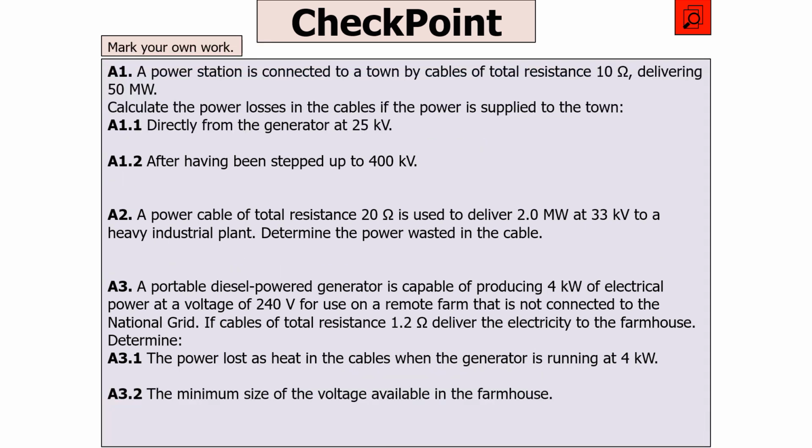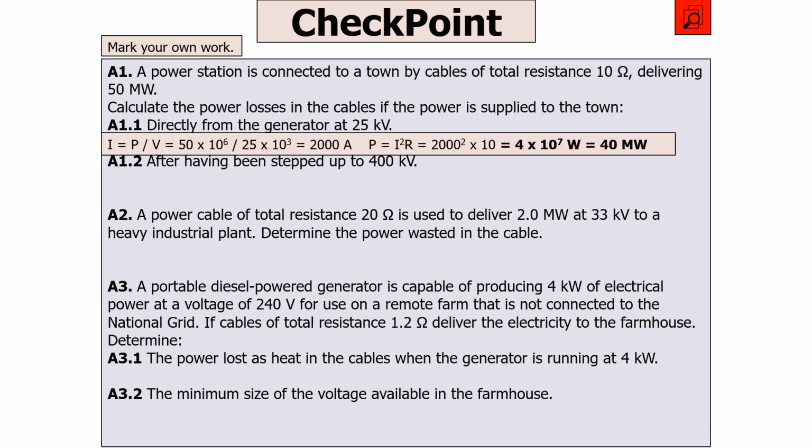Right, in this first one, we're using the equation I equals P over V. So we can work out what I is going to be, because it's going to be 50 times 10 to the 6, megawatts into watts, divided by 25 times 10 to the 3, kilovolts into volts. So we get 2000 amps.